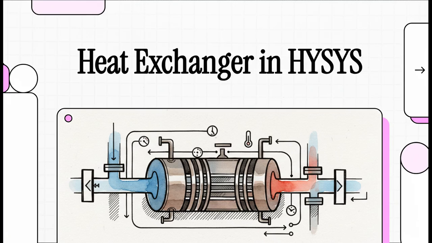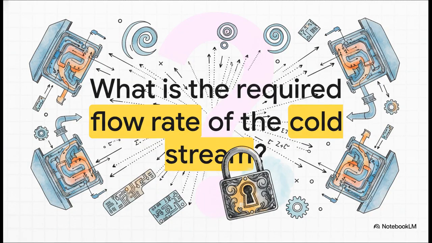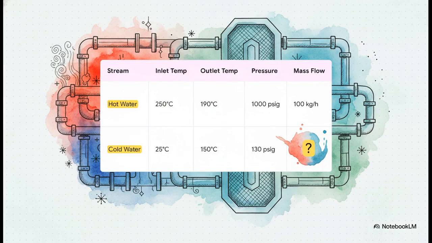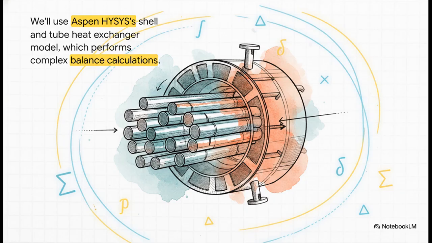Today, we're solving a classic heat exchanger problem using some pretty powerful software, Aspen HYSYS. So, what's the puzzle? We need to find the flow rate of the cold stream in this heat exchanger. Here are all our known values. The goal, figure out that one missing number. And our tool for the job is Aspen HYSYS, specifically its shell and tube heat exchanger model.